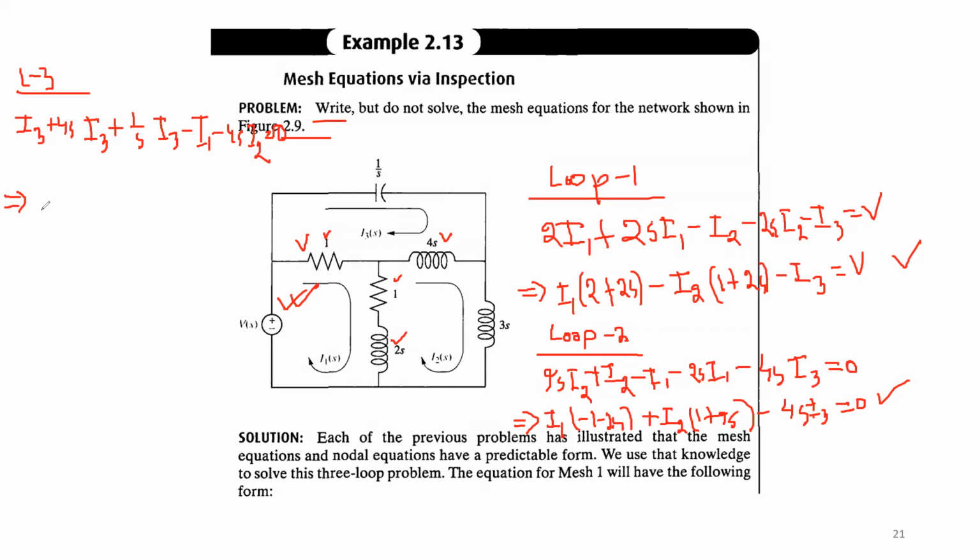Now do the rearrangement. Minus I1, and I2 minus 4s I2, plus I3, take the common 1 plus 4s plus 1 by s, equal to 0. These are the three equations we have. Like this, you have to write the mesh equations.